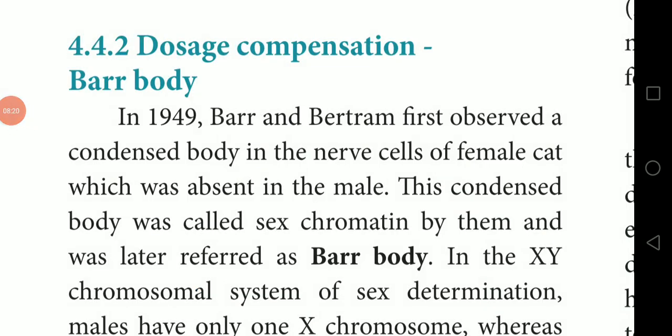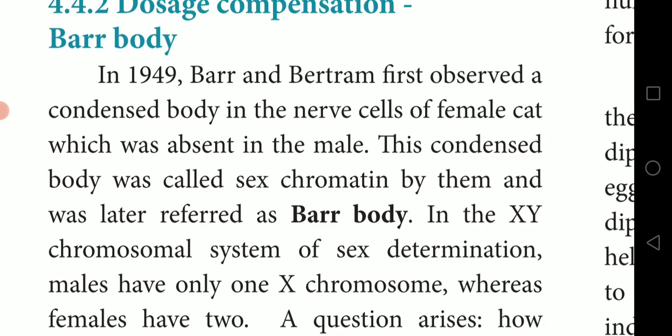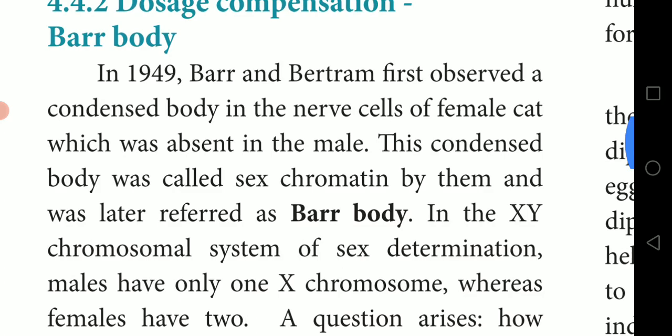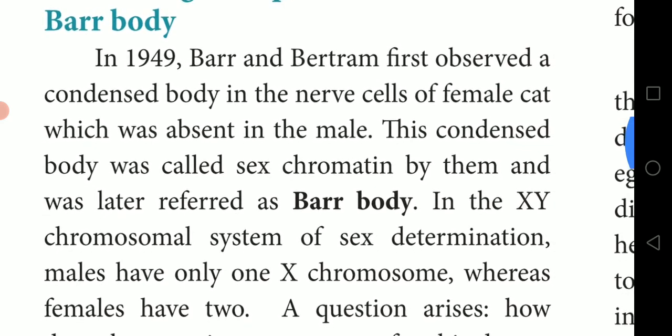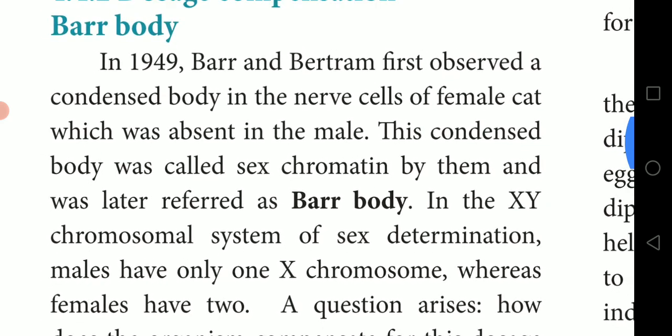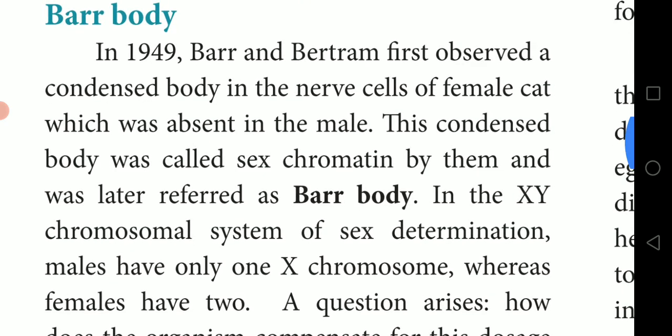Okay, dosage compensation. It's a Barr body. In 1949, Barr and Bertram first observed a condensed body in the nerve cells of a female cat. Condensed means what? Somewhat short, thread-like fibers, thread-like structures. They found this in the nerve cells of the female cat, and it was absent in the male.